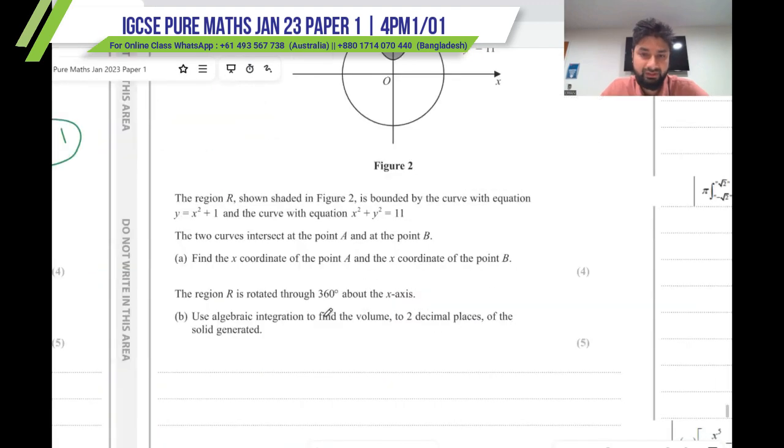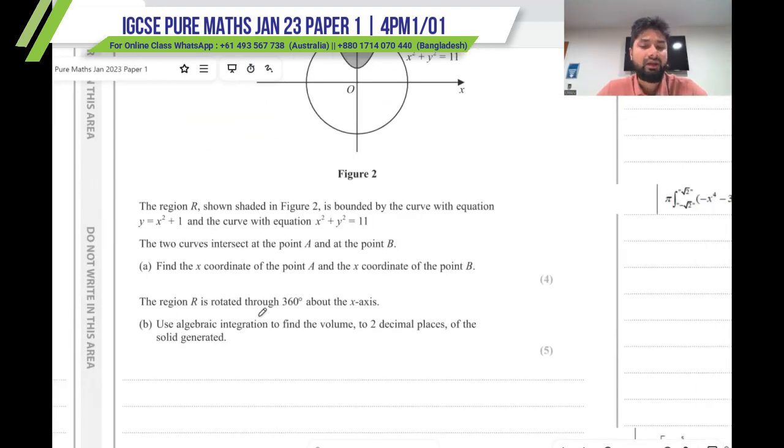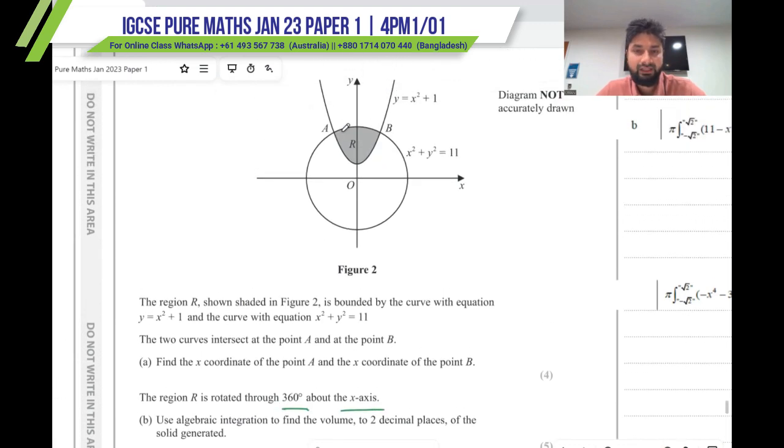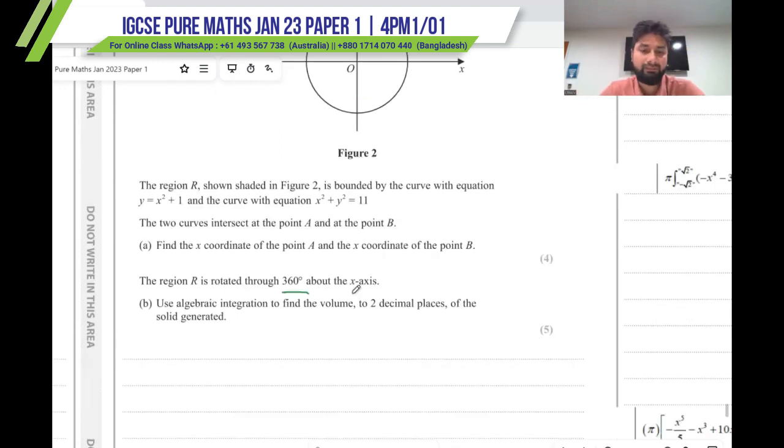Let's move to the next question now. The region R is rotated through 360 degrees about the x-axis. That means region R will be rotating around the x-axis. So when it is rotated about the x-axis, it will form a 3D shape. So use algebraic integration to find the volume of the solid generated.